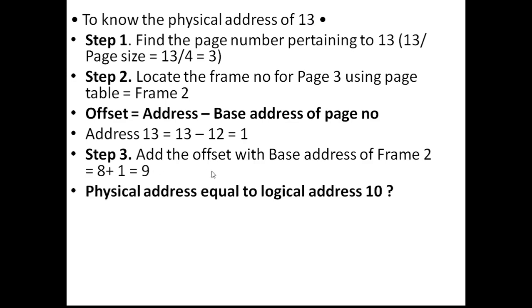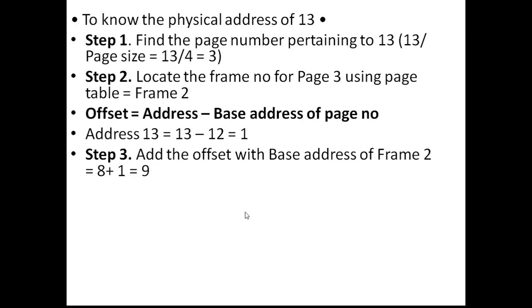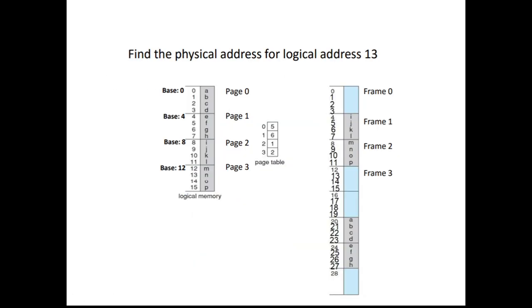Let's try one more example. Physical address equal to logical address 10. First step, find the page number. 10 divided by 4, that is 2. Then identify the frame number that contains page number 2. Just refer to the table again. It is in frame 1.